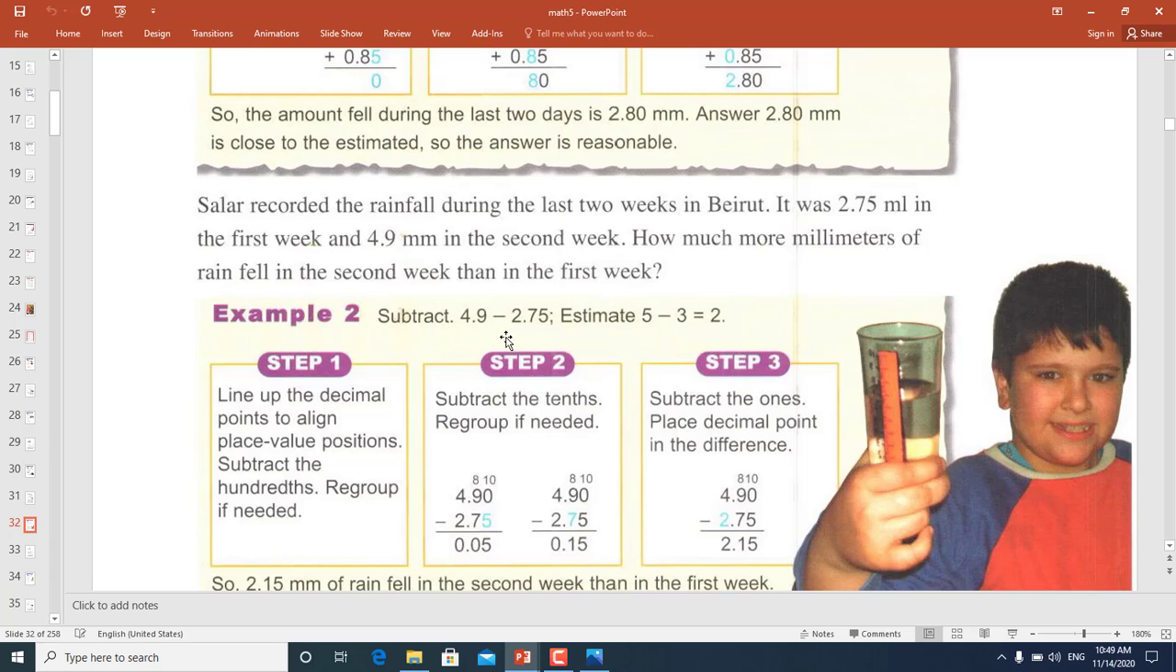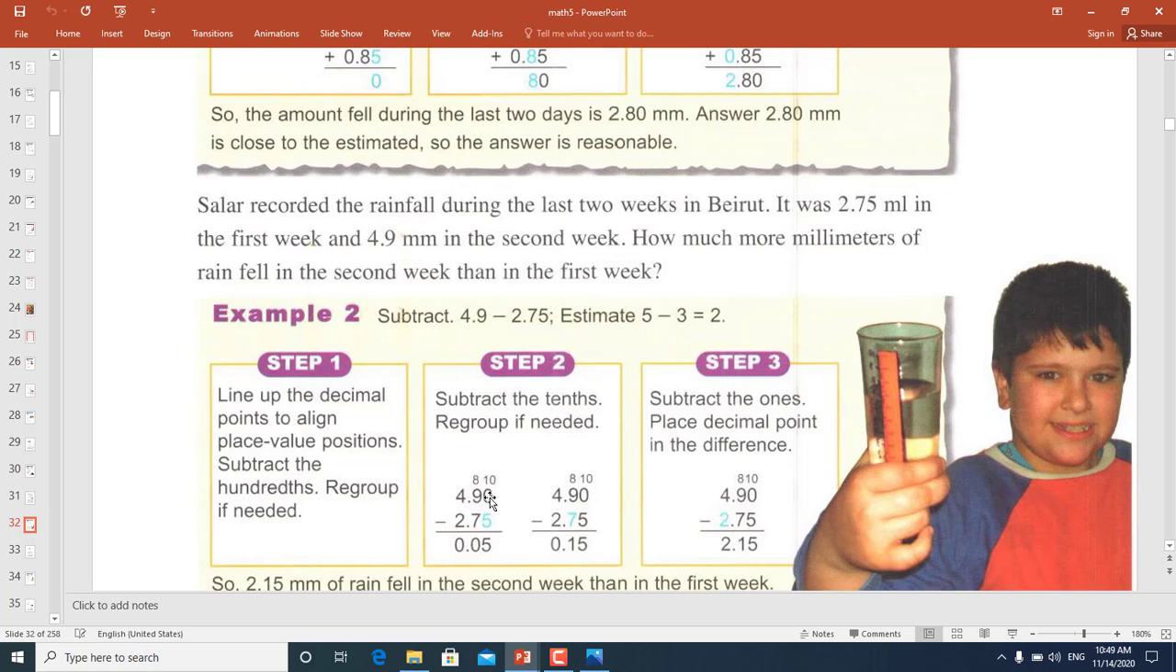Example 2, it's about subtraction. We have 4.9 minus 2.75. It's important to write the decimal points in line. So we will write 4.9 up and 2.75 down because 2 is less than 4. After that, look, it's in line. This 4 is ones and this 2 is ones, this 9 is tenths and this 7 is tenths.